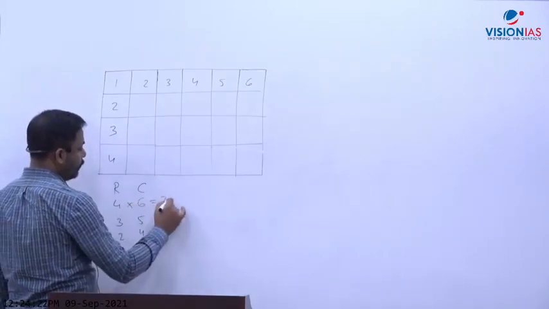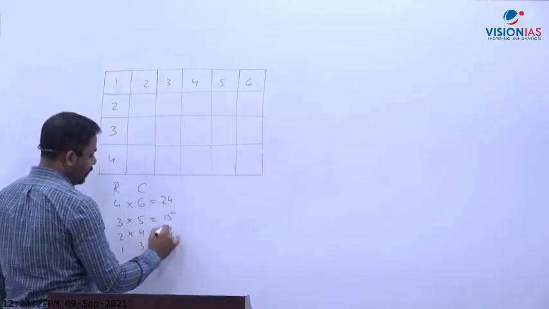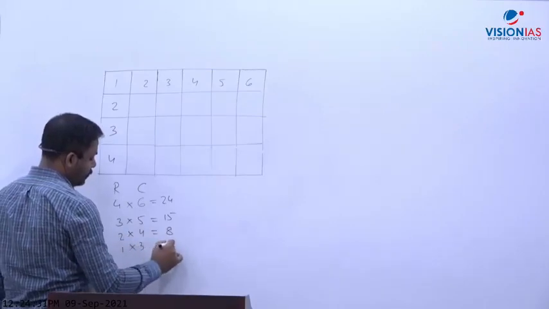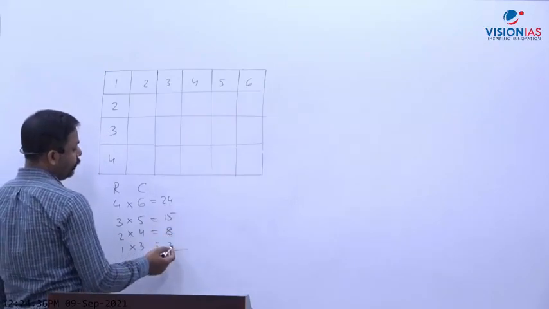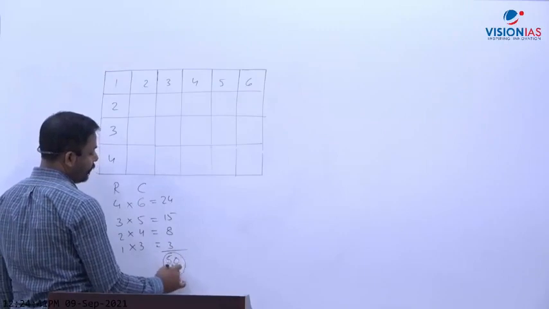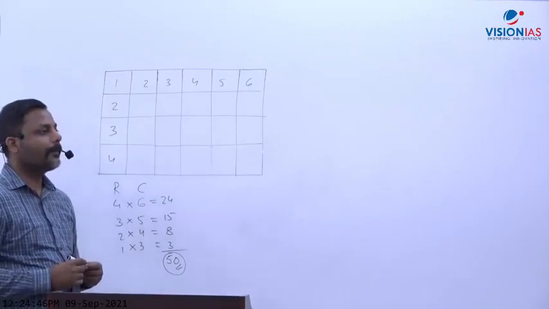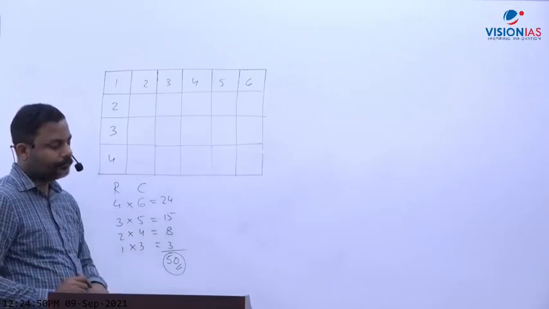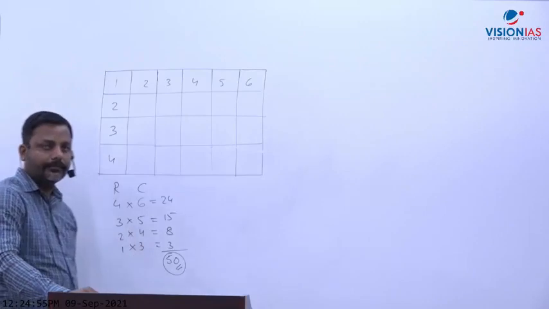4 sixes are 24, 3 fives are 15, 2 fours are 8 and 1 three is 3. Add them. So 24 plus 8, 32 plus 3, 35, 35 plus 15. 35 plus 15 is how much? 50. Okay. That's why your answer is varying. So the answer is 50. Is it clear?